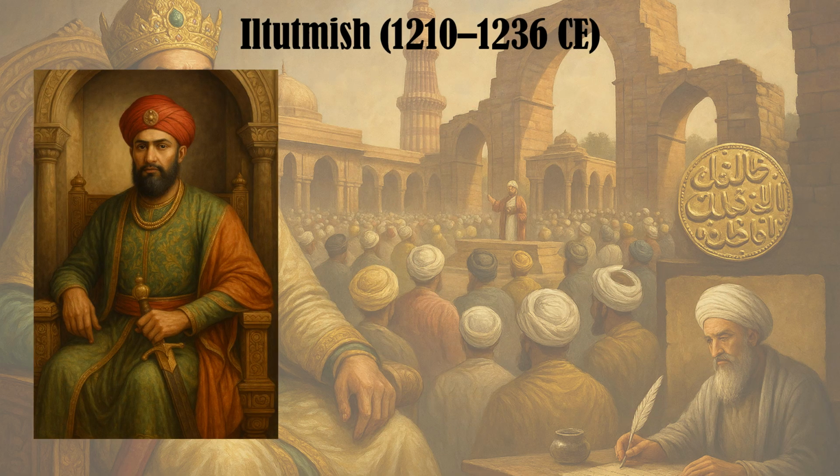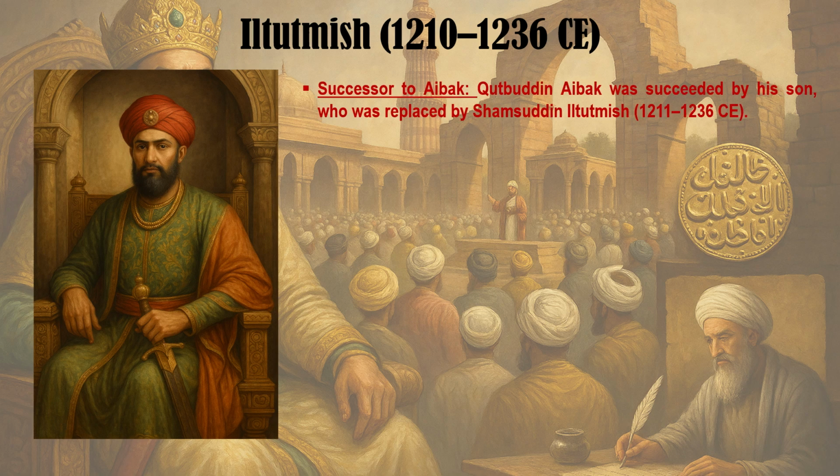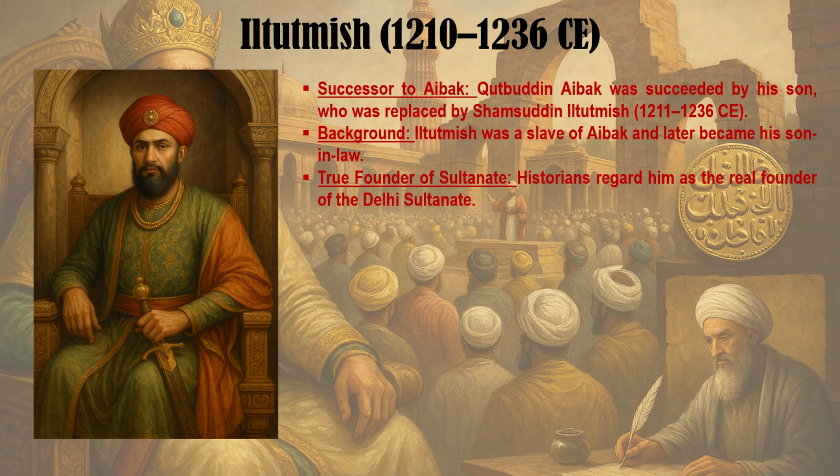Iltutmish. The next important ruler was Iltutmish, and he ruled considerably for about 26 years, that is from 1210 to 1236 CE. So he was the successor of Qutbuddin Aibak, and he was not the direct successor. At first, the son of Qutbuddin Aibak was his successor, but he was replaced by Shamsuddin Iltutmish. So Iltutmish was a slave of Aibak, and later he married the daughter of Aibak and became his son-in-law.